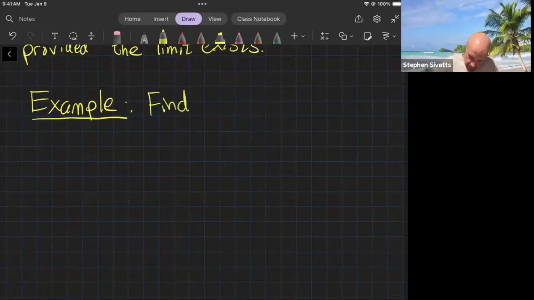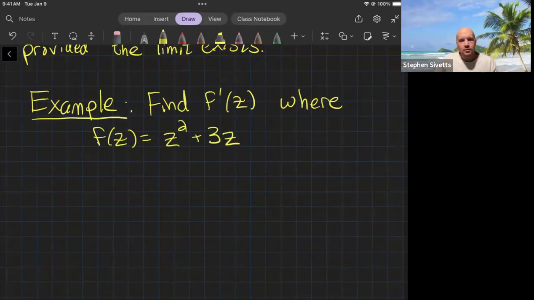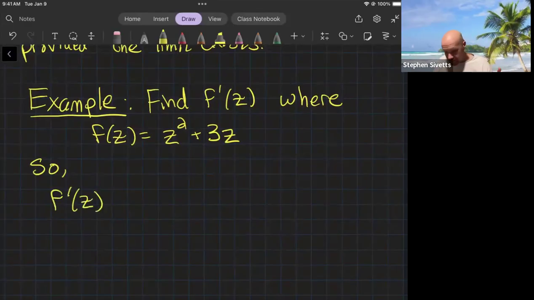So find f prime of z where f of z equals z squared plus 3 times z. This is just a complex polynomial, with powers of z and different, complex coefficients. To figure out f prime of z, you would expect it would be 2z plus 3.